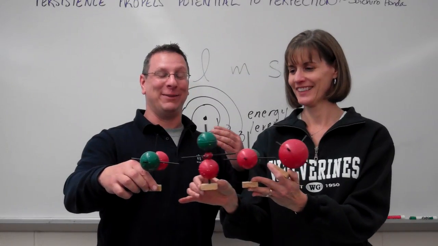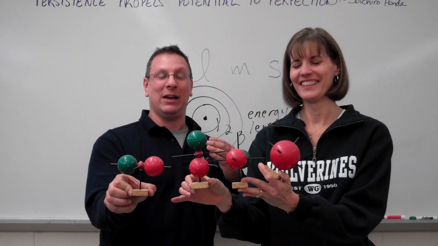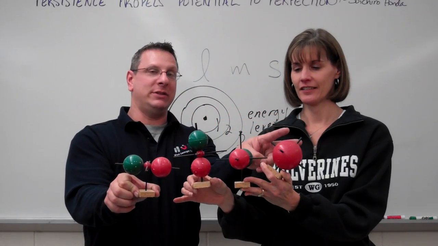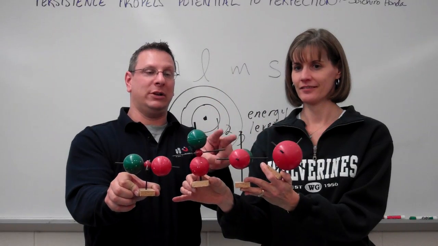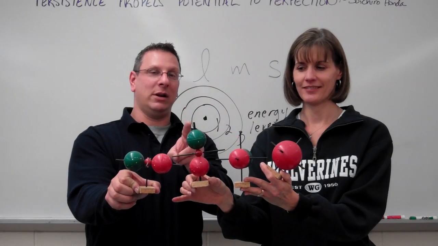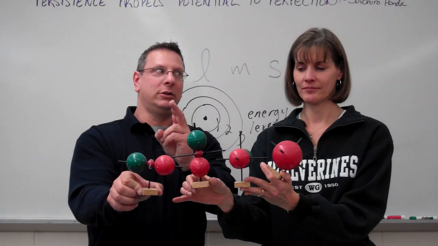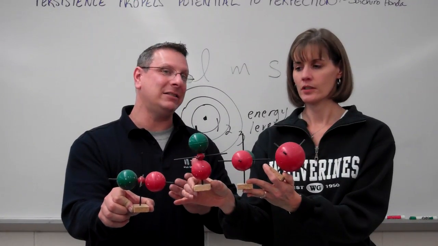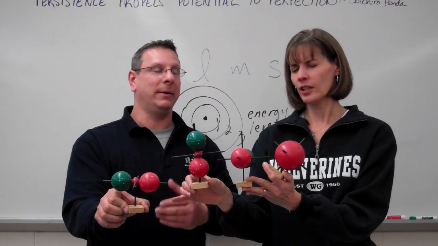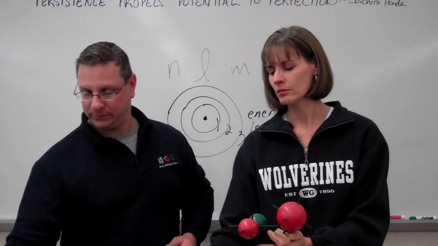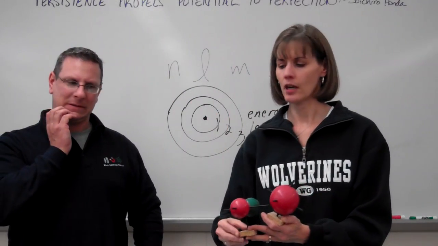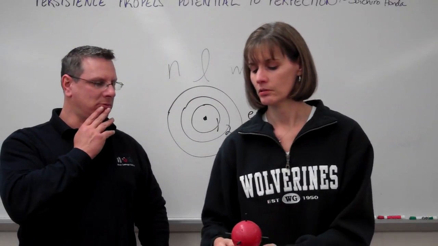There's the p sublevel as well, with its 3 orbitals. 2 electrons in here, 2 electrons in here, 2 electrons in here, for a grand total of 8 electrons. 8 electrons. You know, on the periodic table, how many boxes, how many elements across are there in row 2?